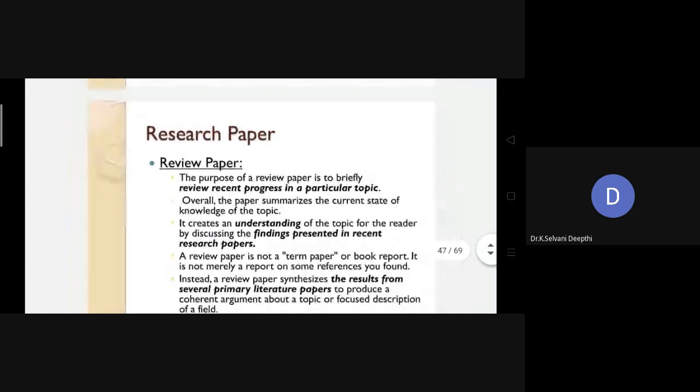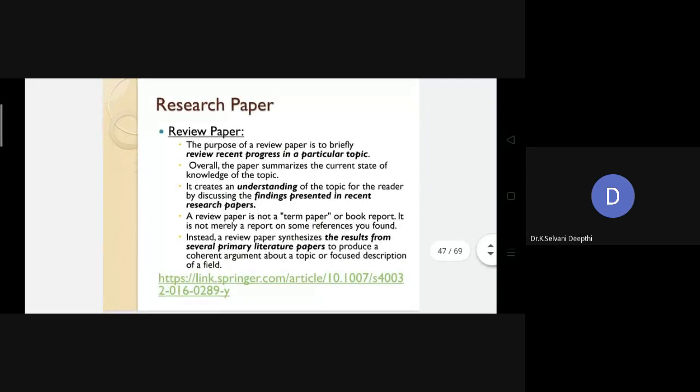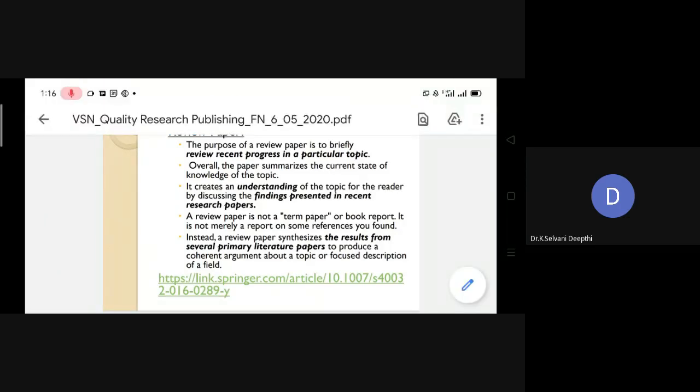So this is the base thing you have to work on. As a student or as a new researcher, first you have to focus on a review paper. So first I want to explain what is a review paper. The purpose of a review paper is to briefly review the recent progress in a particular topic.